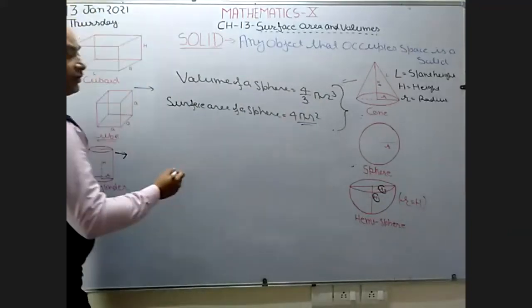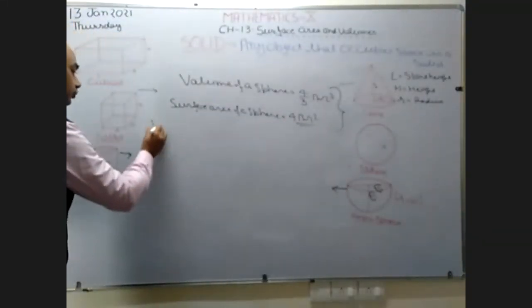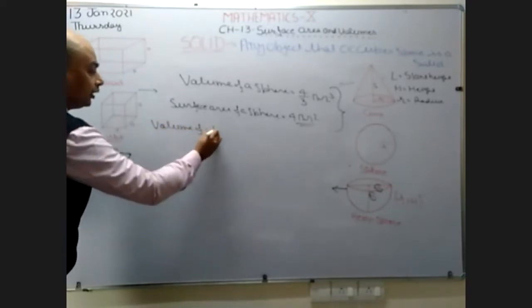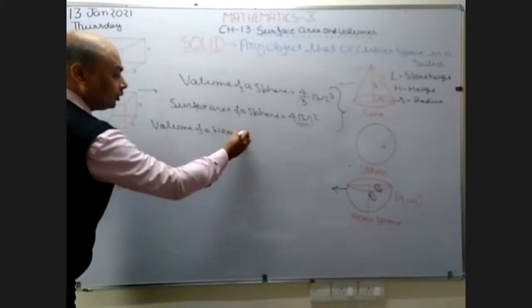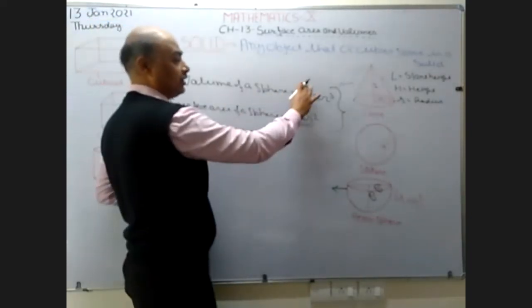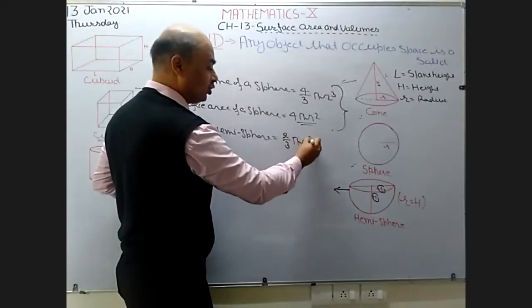So I want to write the formulas of this hemisphere. Now I want to discuss this figure. So write volume of a hemisphere. Volume of sphere is 4 by 3 pi r cube, so take half of this. Half of this becomes 2 by 3 pi r cube.